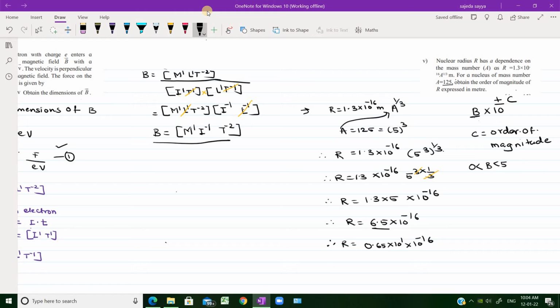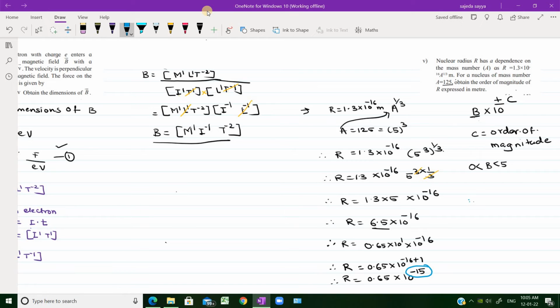Therefore, r equals 0.65 into 10 raised to minus 16 plus 1. Therefore, r will be 0.65 into 10 raised to minus 15. Therefore, in this case, this minus 15 is the order of magnitude of the radius of the nucleus.